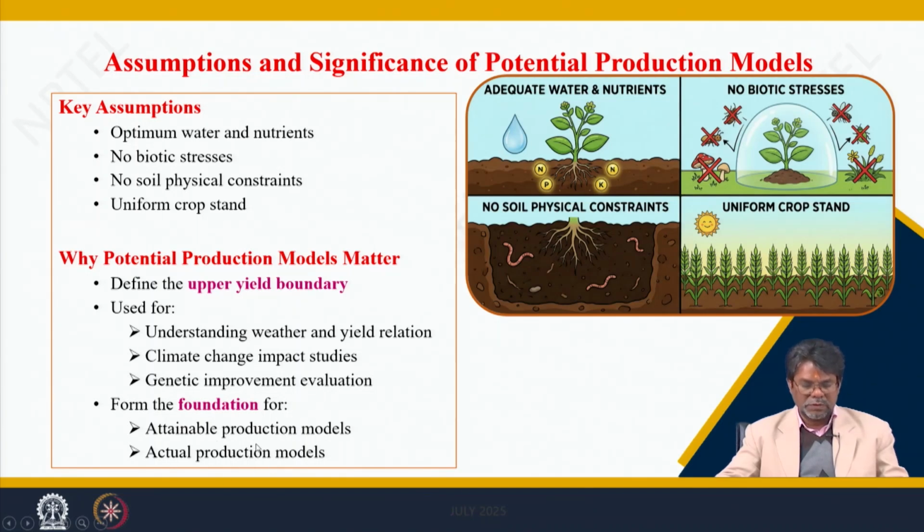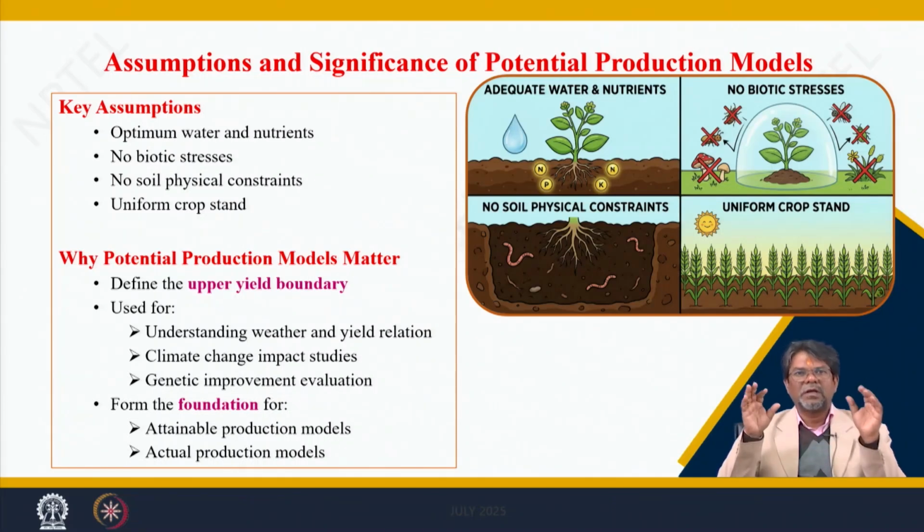Of course, the data set requirement is much lower in the case of potential production simulations, but that gives a better foundation for the other two models, the attainable and the actual production models. So, these are the input parameters for the potential production simulations, and the models available for potential production simulation are mainly utilized to understand the effect of weather parameters on crop production and to get the relationship of weather with the yield.